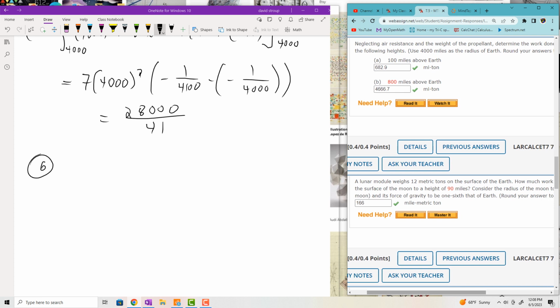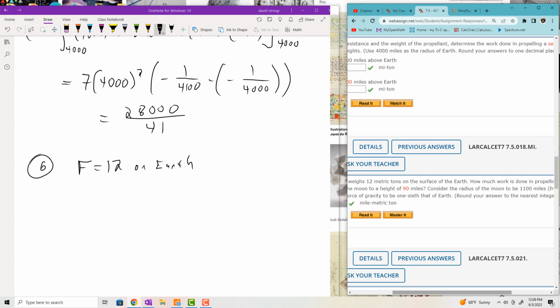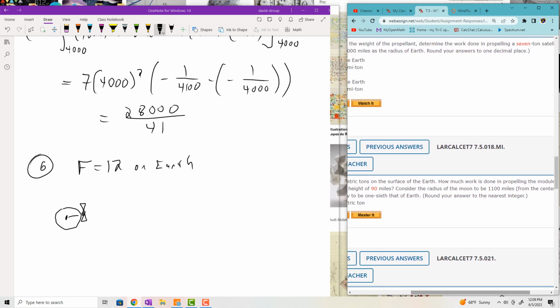But the weight this time, which you can think of as the force, is going to be 12 metric tons on Earth. But the problem is we're not on the Earth, we're going to be on the moon, right? So the picture this time, maybe a smaller globe here. The satellite now, or the lunar module, I guess, is on the moon. And what does it say? The radius of the moon is 1,100 miles. Seems like the moon is pretty big then. So that radius is 1,100.